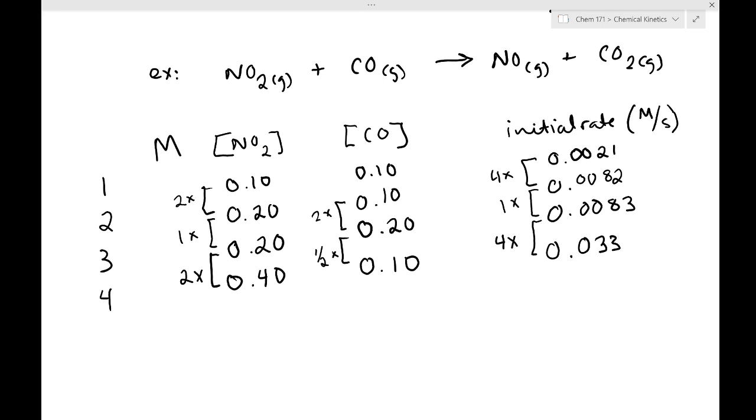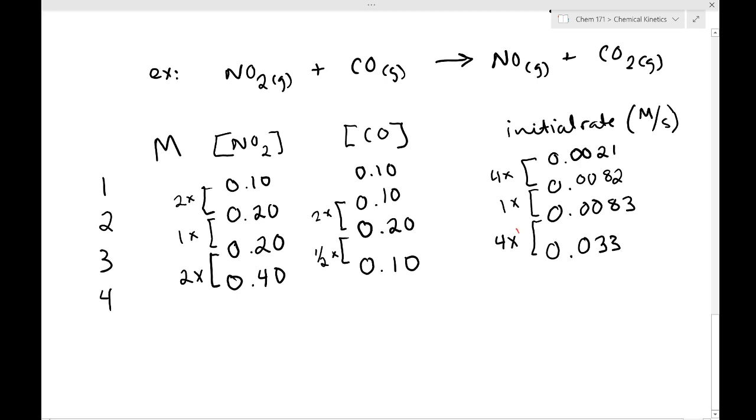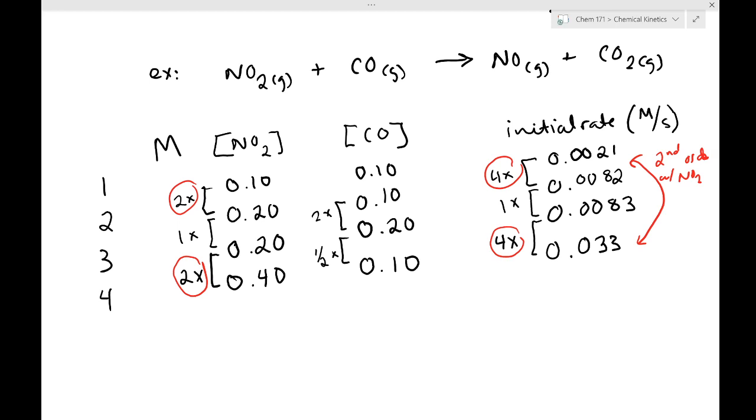And this behavior, let's do a little bit of different colors. How about red? Where we have a 2 times increase in the nitrogen dioxide concentration and a 4 times increase in the rate, and again a 2 times increase and a 4 times increase in the rate. This suggests a second order reaction. So it's second order with NO2. Both of these suggest this. So that means that we have an order of 2 with respect to nitrogen dioxide.